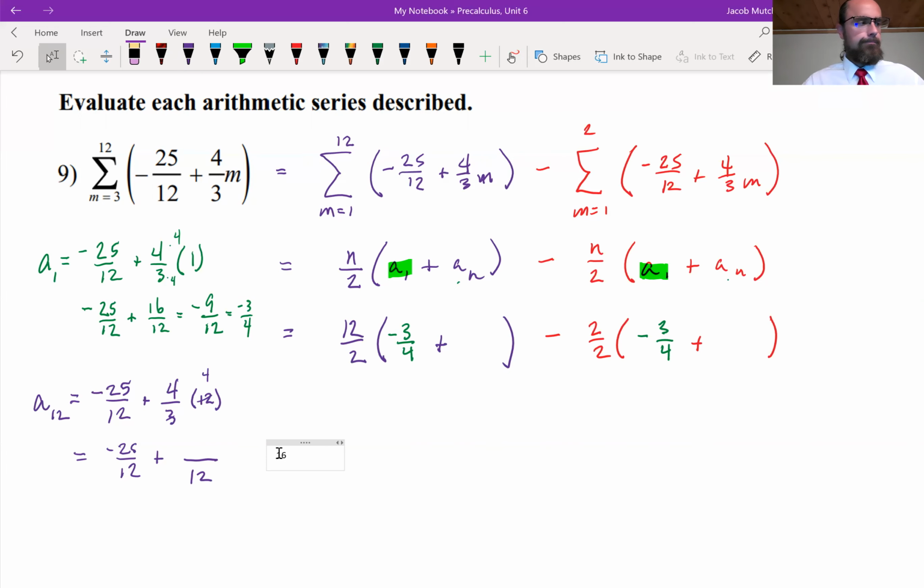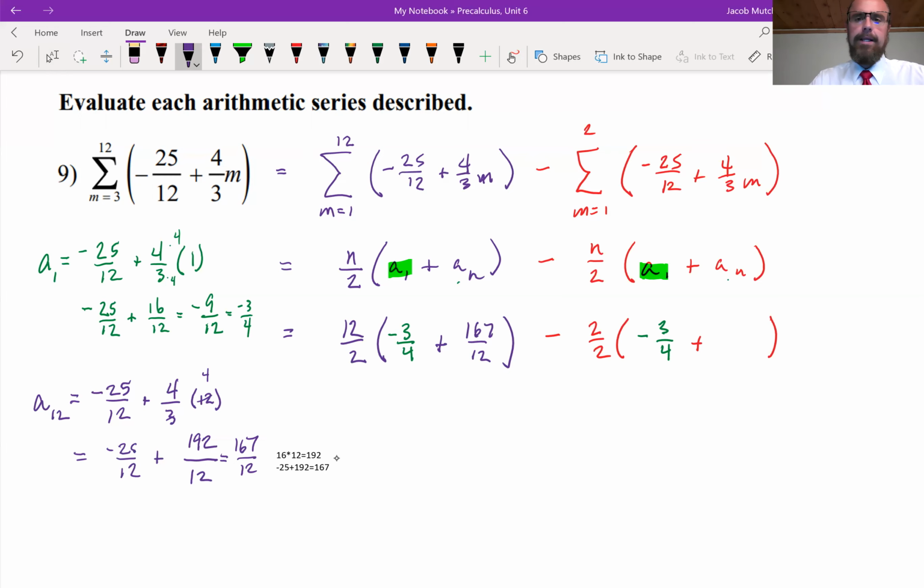So 16 times 12 is going to be 192. So then I just need to add my numerators. Negative 25 plus 192 is going to give us 167. So that a sub 12 is going to be 167 over 12. So that completes that first setup.